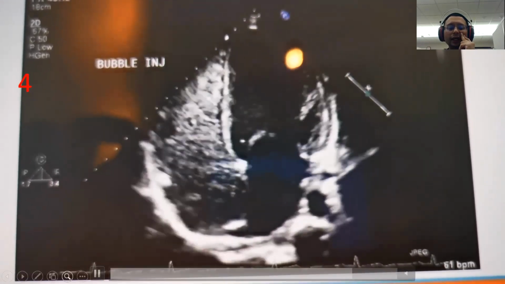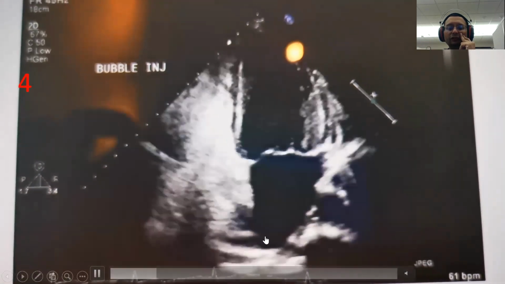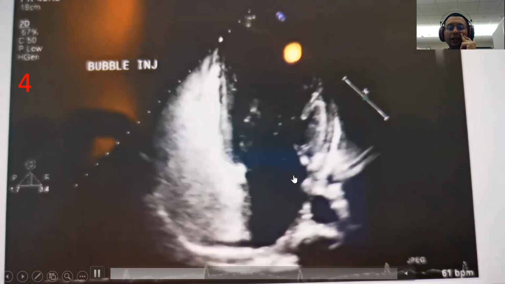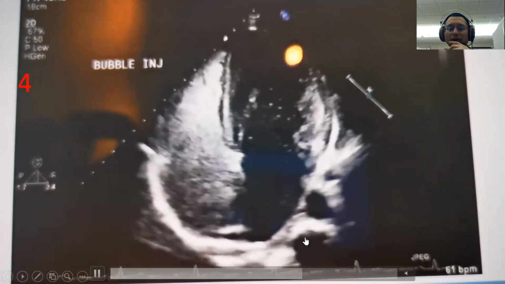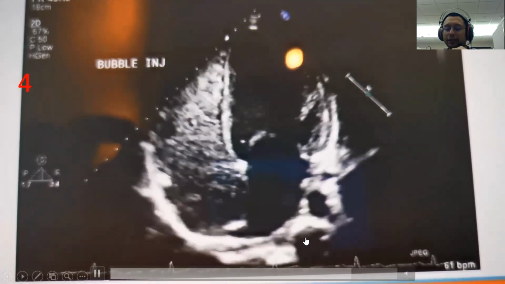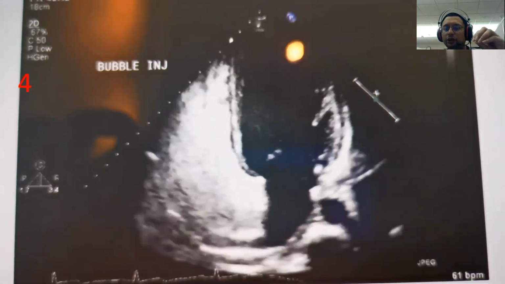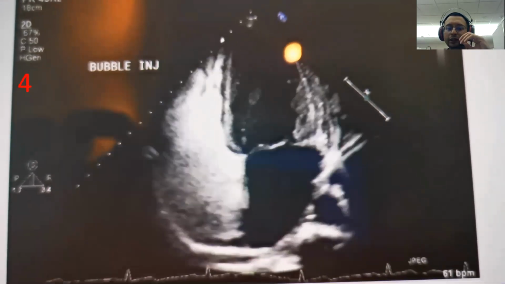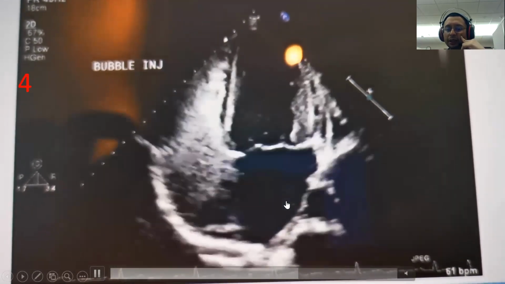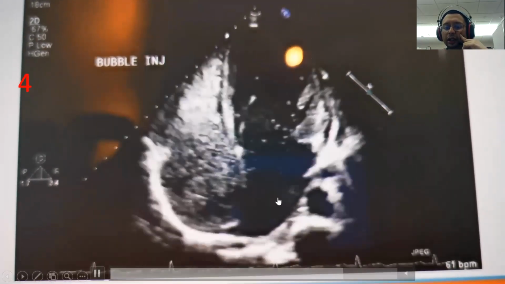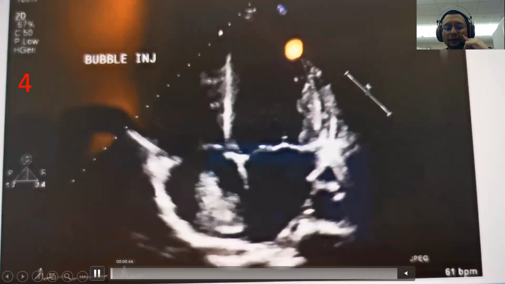But if you look at the time it takes for the bubble to appear on the left side of the heart, do you think that the time it took is short or rather long? Long. Okay, the time it took is long. Usually with an interatrial shunt, the bubble will appear on the left side within 3 beats. So this bubble appears later than 3 beats. So usually, if you have a bubble that appears later than 3 beats, what is the diagnosis?